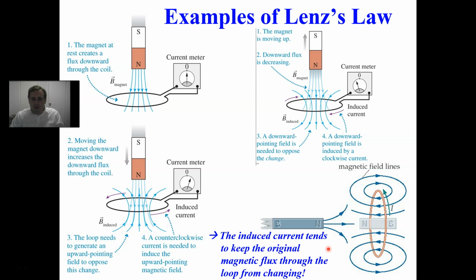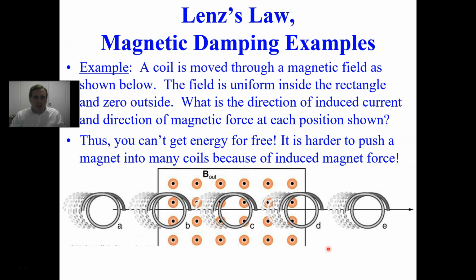I hope you're starting to understand Lenz's law. Now let's have a look at Lenz's law through an example. Typically, conceptual examples I will work out on these slides, so I'm going to do that on this set of slides. Here's an example: a coil is moved through a magnetic field as shown below. The field is uniform inside the rectangle and zero outside. What is the direction of the induced current and the direction of the magnetic force at each of the positions shown?